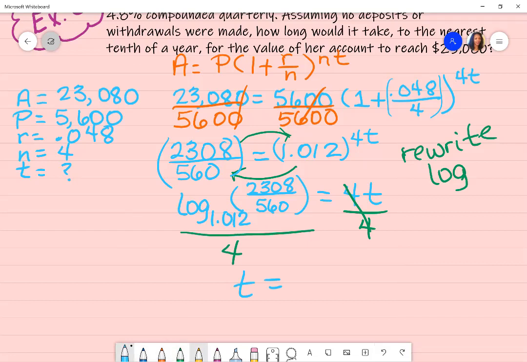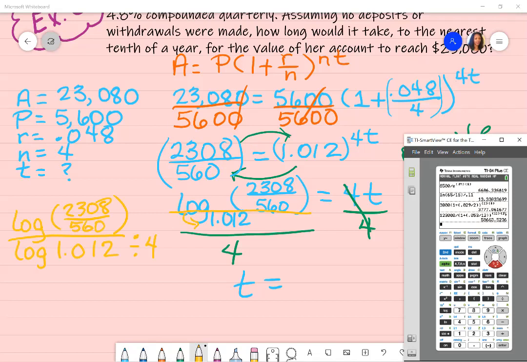Some of you are still struggling with that part. All you have to do is under your log, just draw your line just like that. So this is really telling you you're going to put in a calculator log 2,308 divided by 560, and then divide that again by this same log, but this time you're going to use that base 1.012. Take this whole answer and you have to divide it by 4. So let's do it. I'm going to show you both ways.